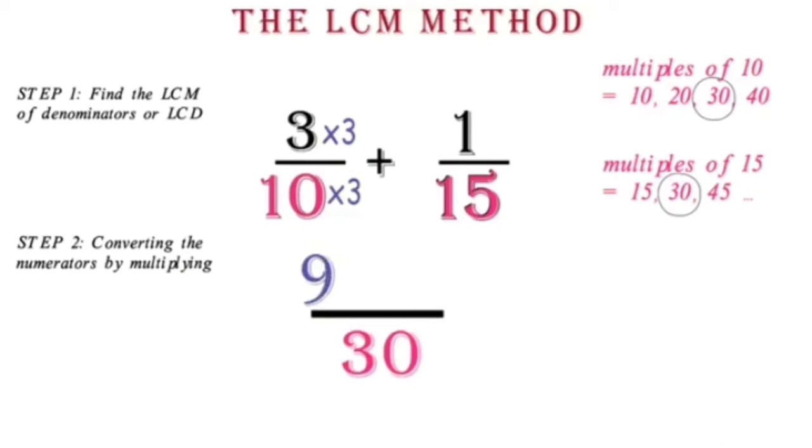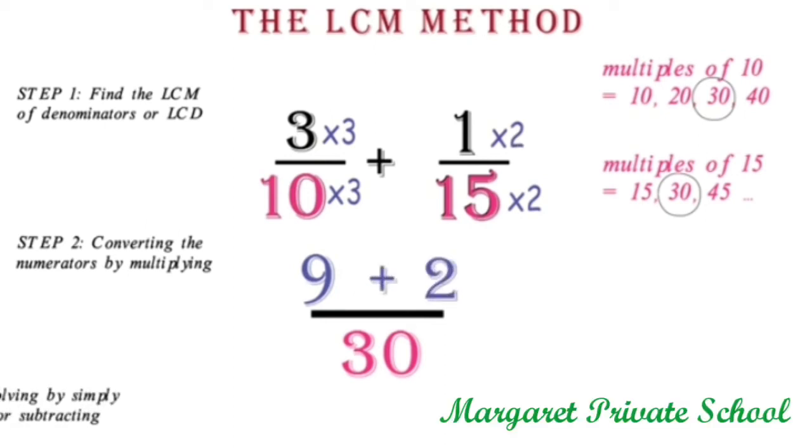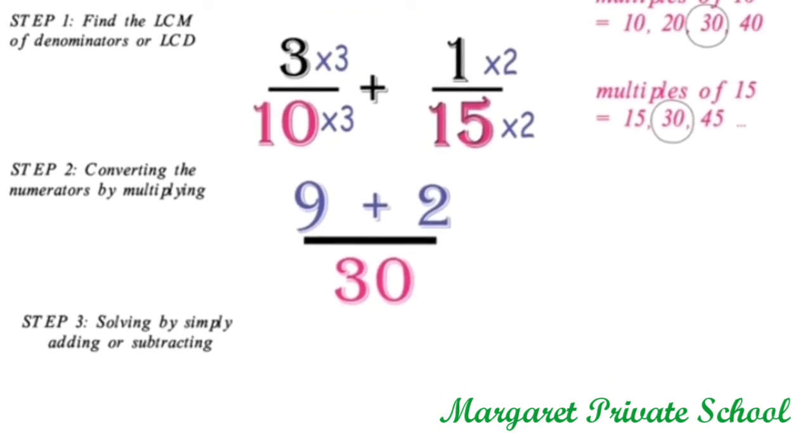We find out what number multiplied by 15 will give the LCD. We know that the number is 2. We multiply the numerator, which is 1, by the 2 to get 2. Step 3. Solving by simply adding or subtracting. We can now add the numerators, 9 plus 2 to get 11. Our final answer is therefore 11 over 30.